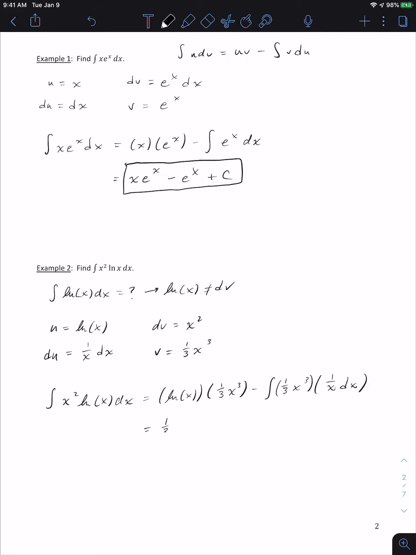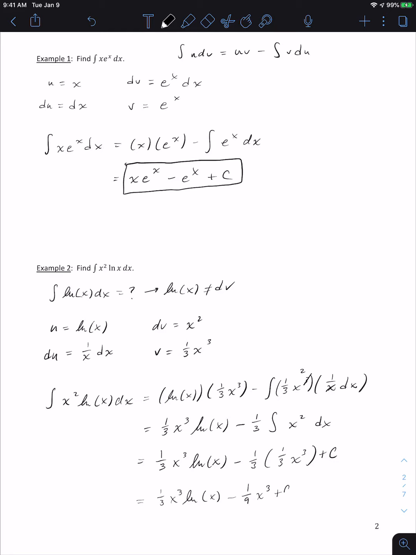All right, so I get 1/3 x cubed ln of x minus the 1/3 can come out front. One of these x's will cancel out with the x on the bottom, so I'm left with x squared dx. I can integrate that, and I will get 1/3 x cubed ln of x minus 1/3 times 1/3 x cubed when I integrate that, plus c. All right, so my final answer here is 1/3 x cubed ln of x minus 1/9 x cubed plus c.